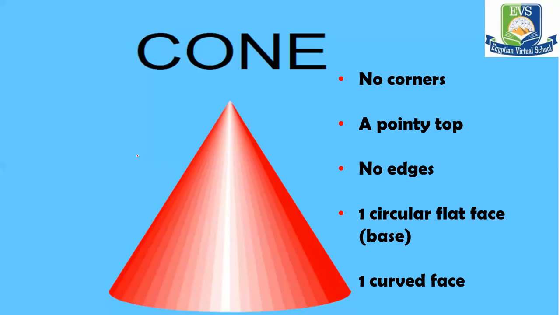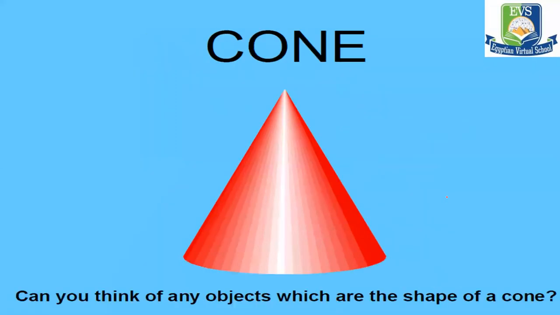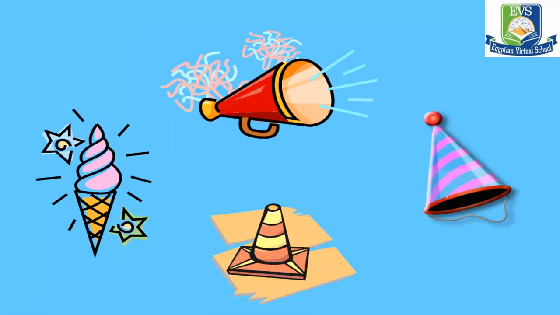And the last shape is the cone. The cone has no corners. It only has a pointy top. No edges, one curved face, and one circular flat base. One base, one face, no edges, no corners. This is the cone, and these are some of the shapes that look like the cone.